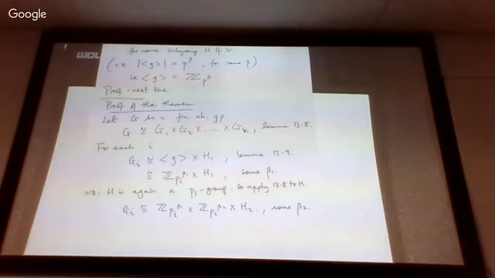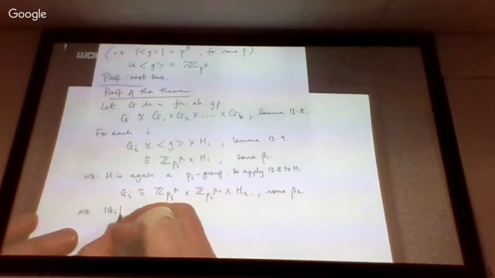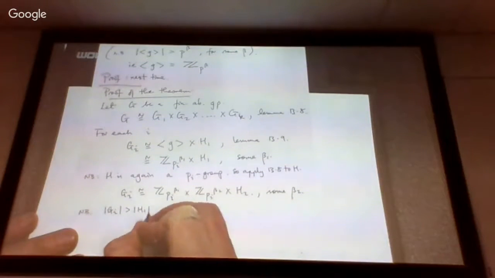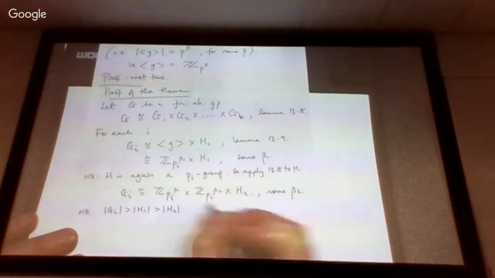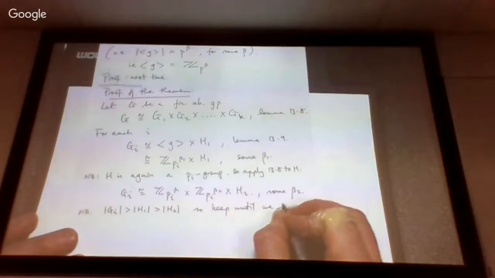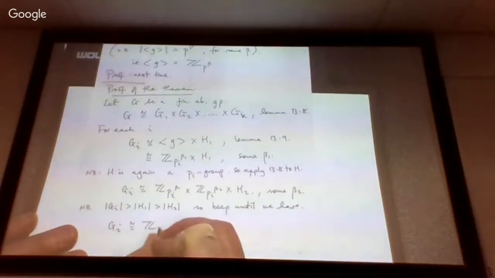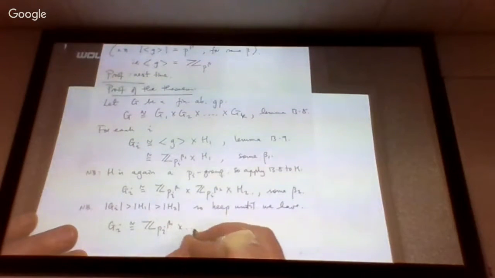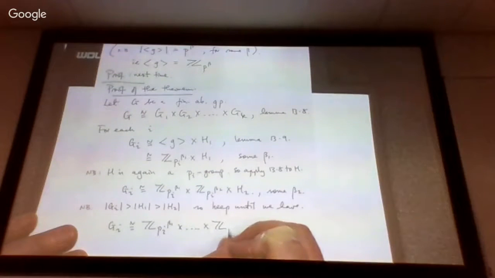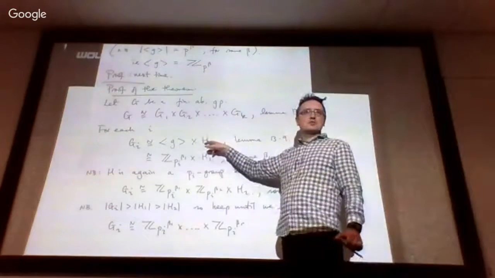So basically we're applying induction. The size of G_i is strictly bigger than the size of H_1, that's strictly bigger than the size of H_2. So keep going, keep going until we have our ith primary component as Z_{p_i}^{β_1} cross a load of these Z_{p_i}'s, and then in some case we'll get a β_r, we'll get a last one, and the subgroup H will actually be the trivial subgroup.